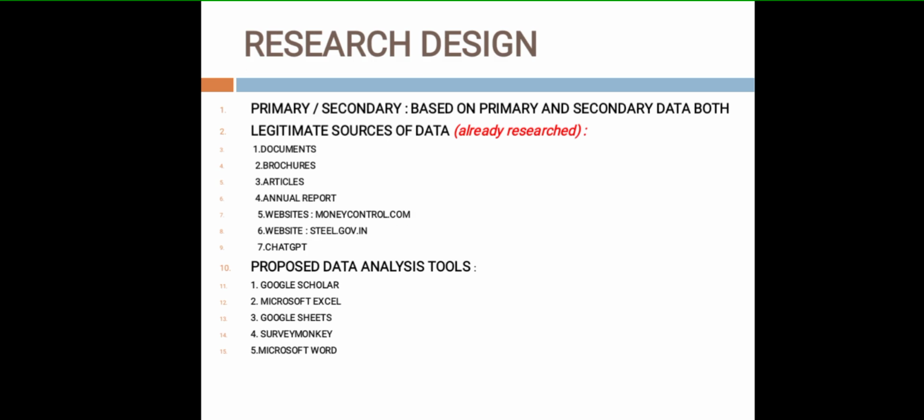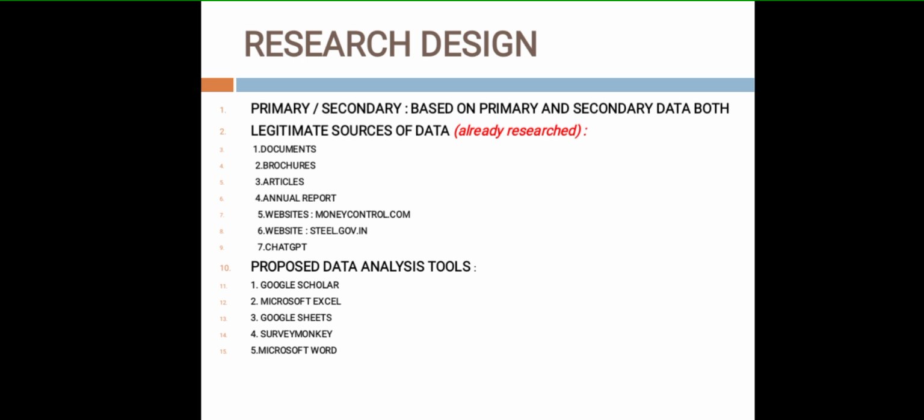Next is research design. Research design explains how we will conduct our research, our data type, sources of data, and which tools we will use to analyze our data. So first is primary and secondary data.